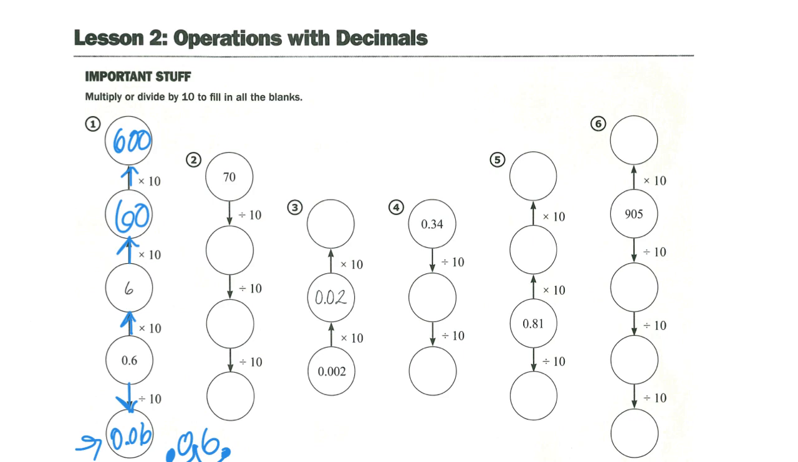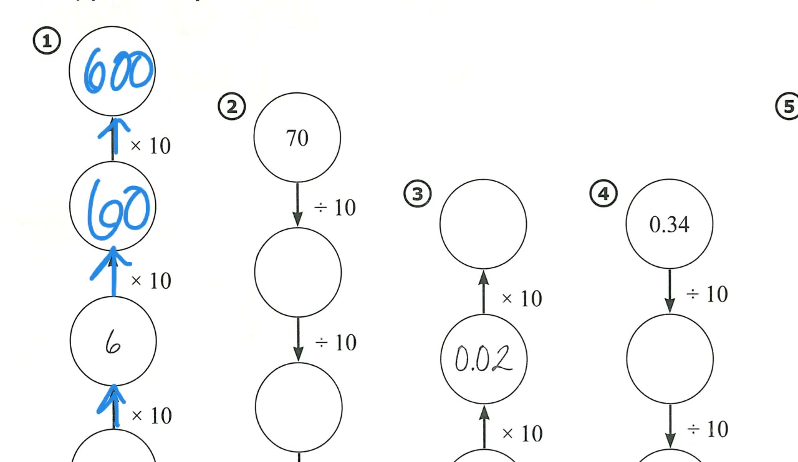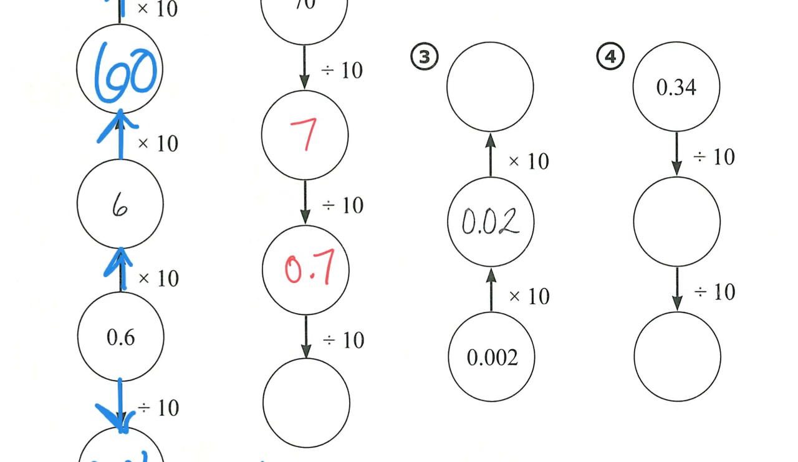In number 2, I'm going to start at the top and divide by 10 on my way down. So 70 divided by 10 is 7. 7 divided by 10 is 0.7. And then 0.7 divided by 10 is going to be 0.07. Hopefully you're noticing a pattern as we go down with where those decimal places are.